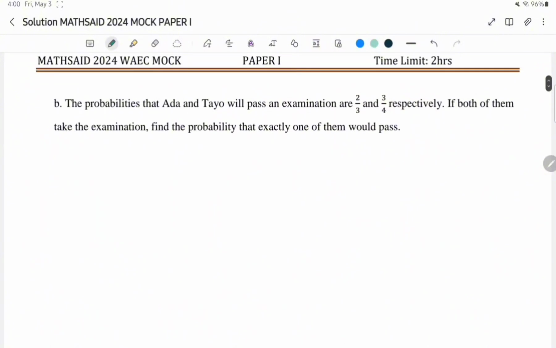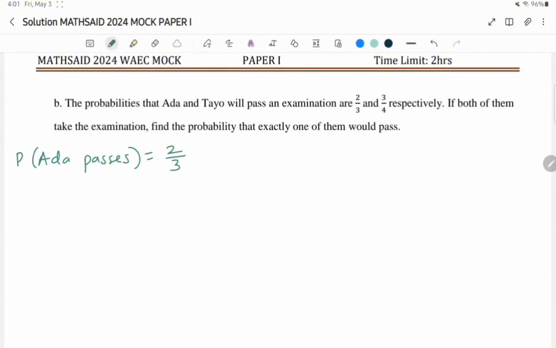In this question on probability, the probabilities that Ada and Tayo will pass an exam are 2/3 and 3/4 respectively. If both of them take the examination, find the probability that exactly one of them would pass. Well, what the question is asking us is that just Ada or Tayo passes the exam. So in probability, this is how to solve it. So the probability that Ada passes the exam is 2/3.